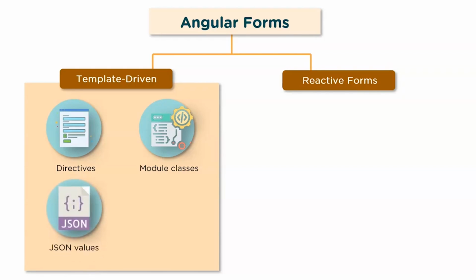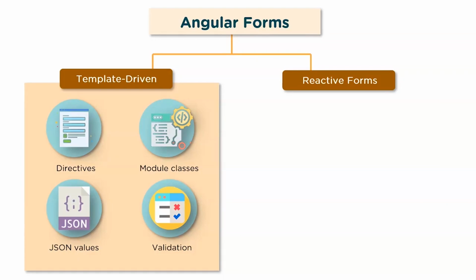Next up is JSON values. So form value can be generated using the form.value object. Form data is exported as JSON values when the submit method is called. Lastly, basic HTML validations can be used to validate the form fields. In the case of custom validations, directives can be used. So arguably, this method is the simplest way to create an Angular form.